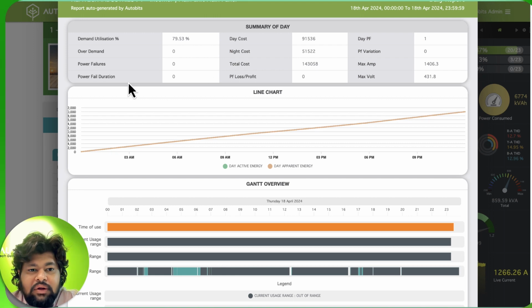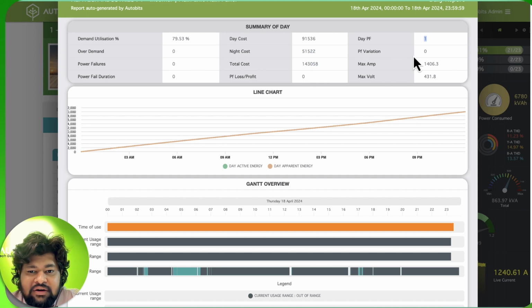Now for the report, every energy meter, every asset can have a report. We can create multiple reports for one single device. So we have just summarized the report over here. We are showing the demand utilization, the cost of power, the night cost and day cost. Both we've segregated. Day is 91,000 and night is 51,000, and the total.